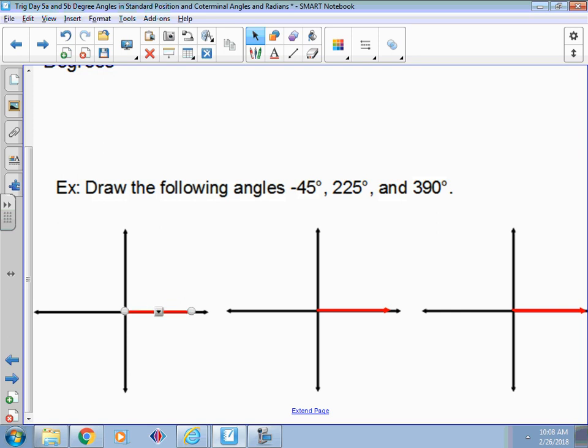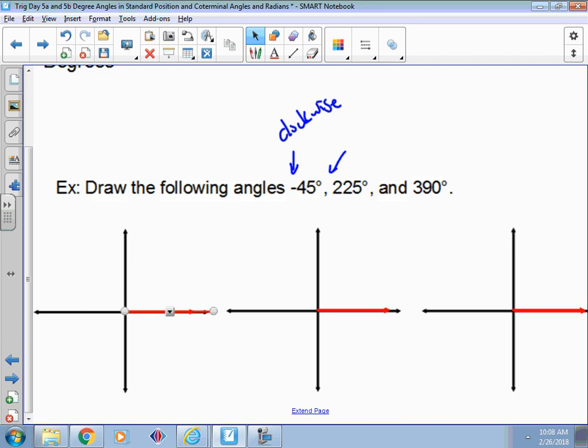Anyway, starting from the x-axis, if I'm to draw a negative 45-degree angle, the negative indicates that it's going to be moving in the clockwise direction. The negative and positive just mean which direction it's opening. Is it opening in the negative direction, which is how a clock moves, or is it opening in the positive direction, which would be counterclockwise?